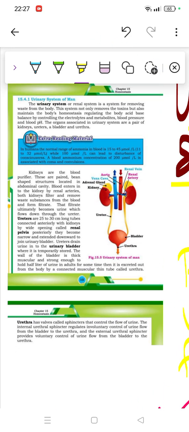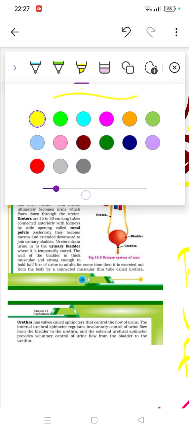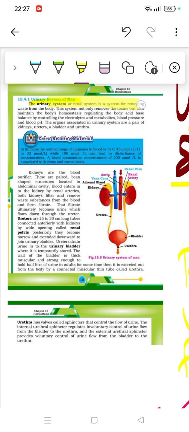So we were discussing the urinary system in man, right? Let's check it out. The urinary system is simply a renal system. The word renal is related to the kidney. So it's a system for removing waste from the body. This system removes toxins and even helps maintain body temperature, regulating the entire body, balancing or controlling electrolytes, metabolites, blood pressure, blood pH, everything. The organs associated with the urinary system are a pair of kidneys, ureters, a bladder, and the urethra, which I told you.